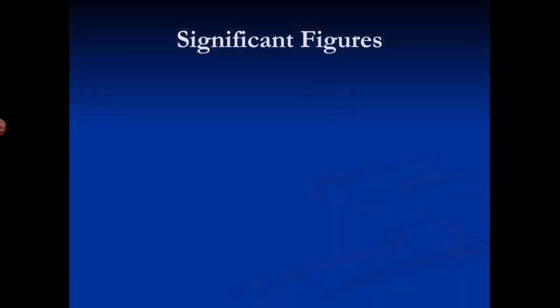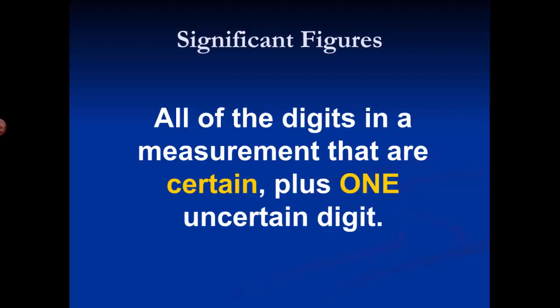In science, most of the numbers that we use are measurements, and we already know that measurements are uncertain. There's that last digit, the one that you estimate. Well, that uncertain digit is important, but it affects what we do with the numbers. So to start with, the definition of significant figures. All of the digits in a measurement that are certain, in other words, you know because there are lines, plus that one last digit, the uncertain digit. All of those are significant figures.